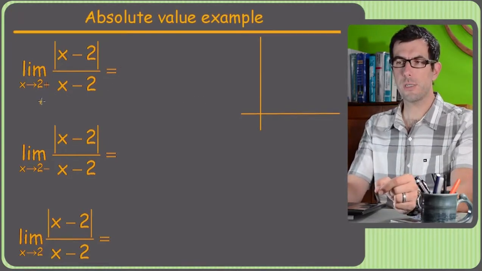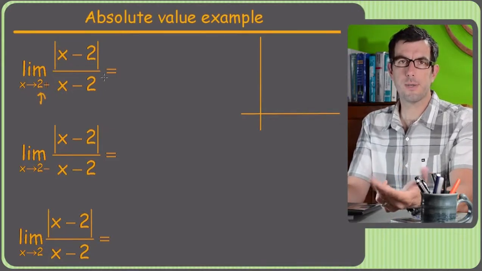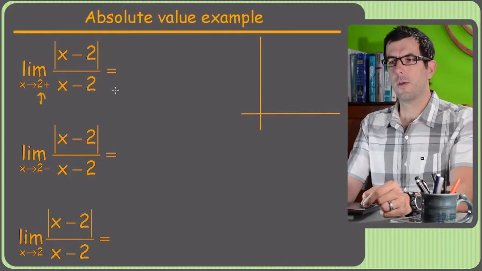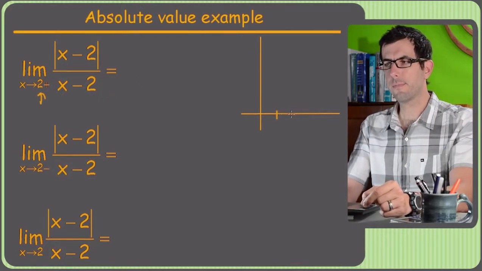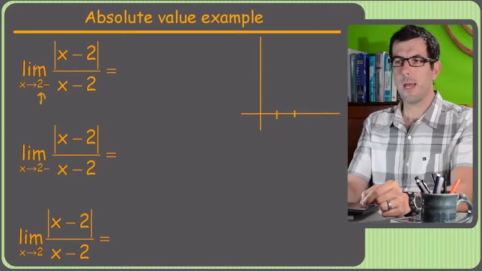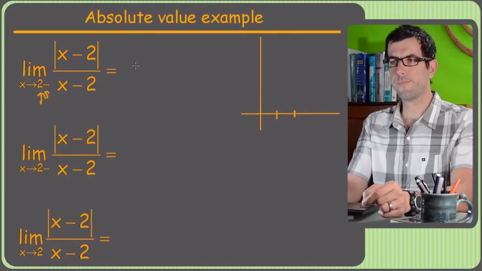So since we're approaching 2, and notice 2 would be the number that of course makes us divide by 0, so it's really annoying. We're going to plug in a number that's really close. So since we're approaching 2 from the right, because of that little plus sign, I want to plug in a number that's just to the right of 2. So that's going to be 2.01.